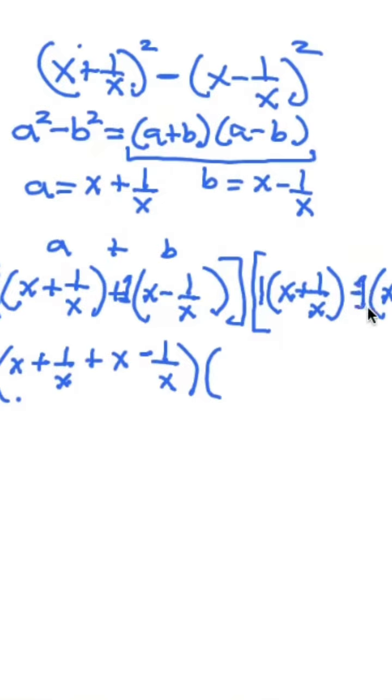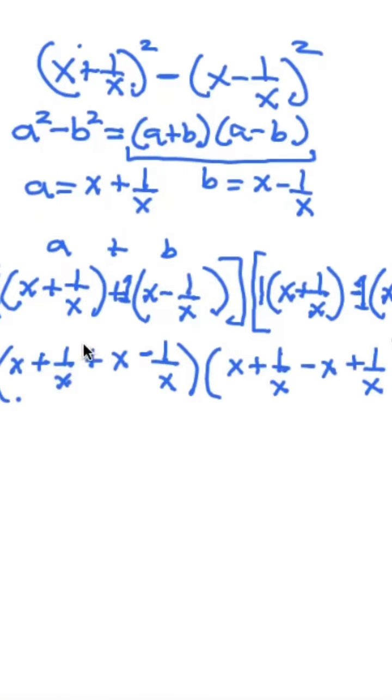Similarly, here we're going to assume it's a 1, and here we're going to assume it's a negative 1. And again, we're going to do distributive property. So 1 times x is x, 1 times 1 over x is 1 over x. And when we have a negative 1, here the signs will flip. So negative 1 times x is minus x, and negative 1 times negative 1 over x is plus 1 over x.